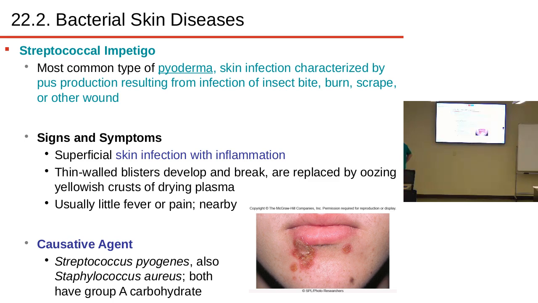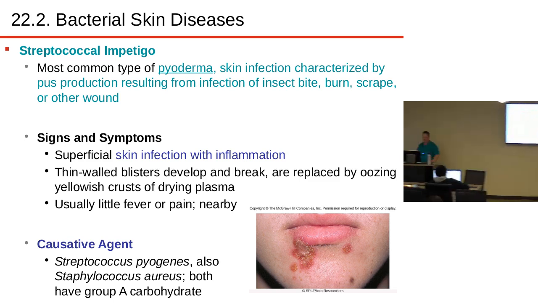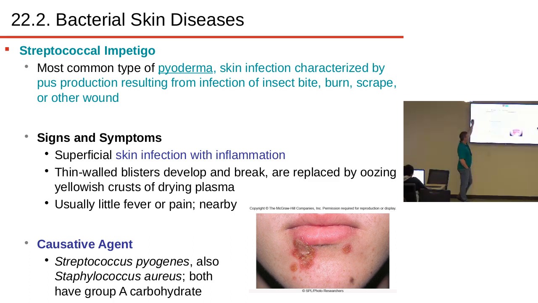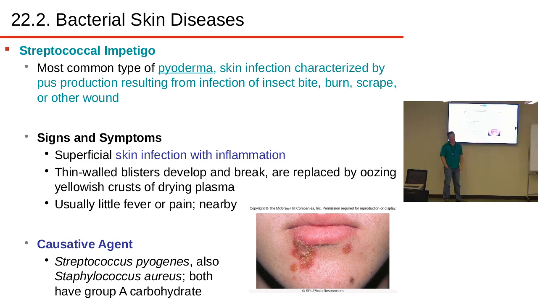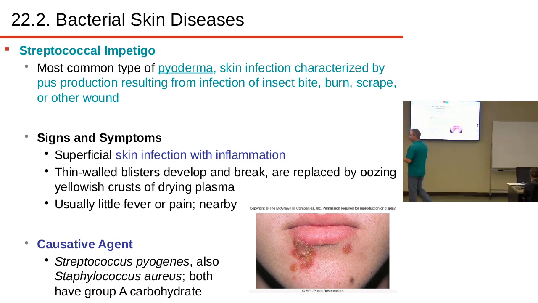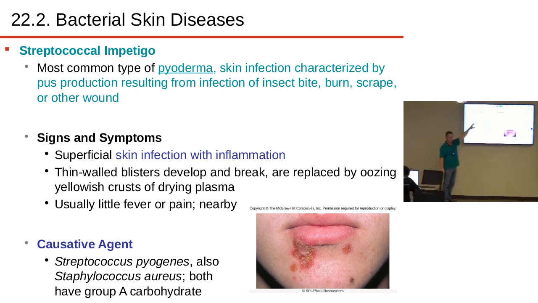All right, moving to the next one, streptococcal impetigo. Most common form of what's called pyoderma. It's a skin infection characterized by pus, resulting usually from an insect bite, burn, scrape, or other wounds. So this is something that would also fall underneath our wound chapter that we're doing after the exam. But here, this is going to be an example of one that happens when you already have a wound there. So we think about this almost like a secondary infection, or secondary problem.